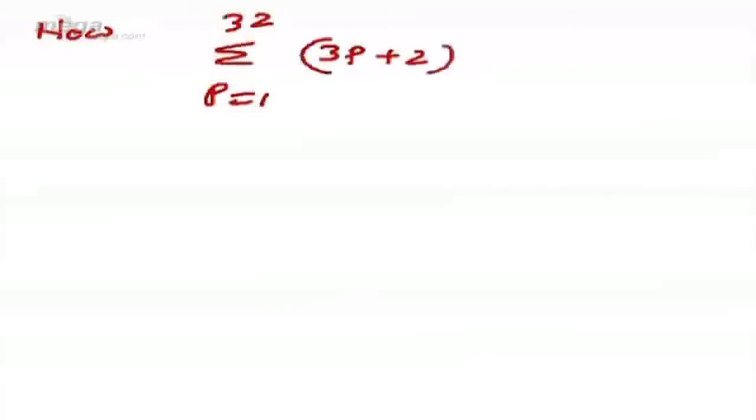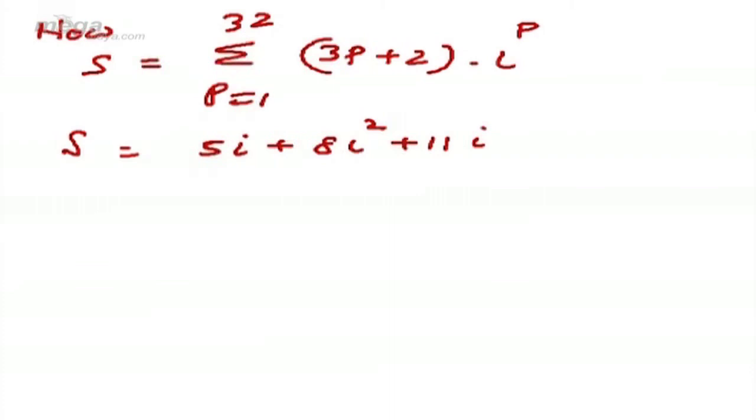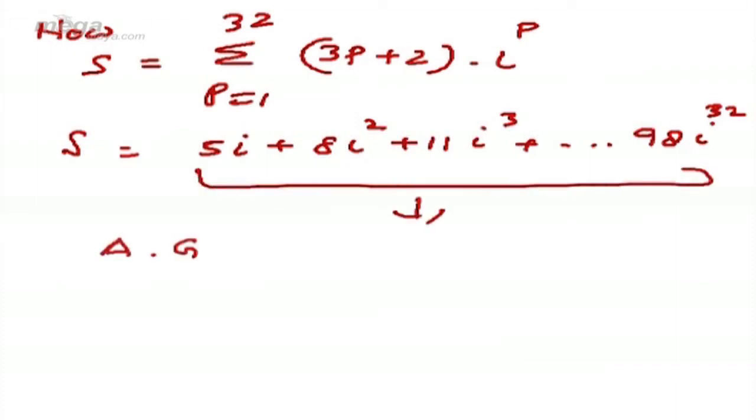Now the expression becomes summation of p equal to 1 to 32 of (3p plus 2) into i to the power p. If you put the value of p from 1 to 32, S becomes 5i plus 8i square plus 11i cube till 98i to the power 32. Now the expression given by S becomes an AGP. This is an AGP, that is arithmetico-geometric progression.